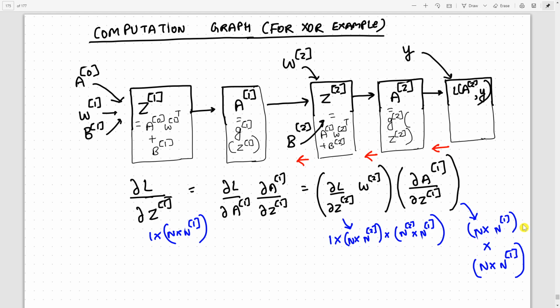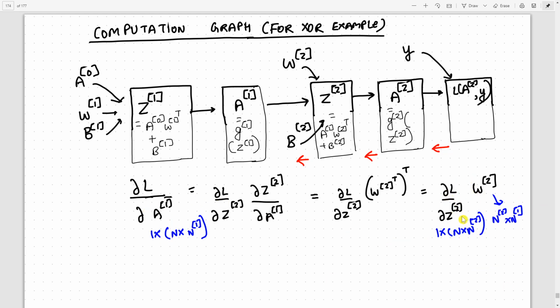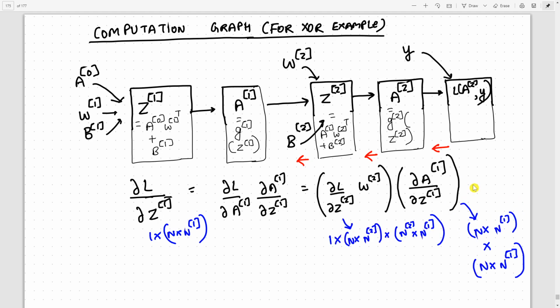Okay, we can go back further and we can then compute del L by del Z1, which is required because we want to update the weights for W1 and B1. So we can write del L by del Z1 as del L by del A1, which is already computed, times del A1 by del Z1, right? Now del L by del A1 we previously computed as del L by del Z2 times W2. We can just write that expression over here, and then we only need to compute del A1 by del Z1, right?